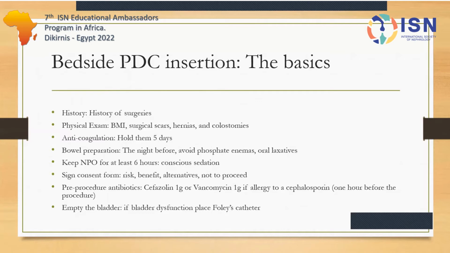Use oral laxative, avoid phosphate enema, especially the night before the procedure, so that you decrease the distensibility of the colon and make the process of the PD very easy, because constipation is one of the enemies that can be associated with dysfunction of the PD catheter.